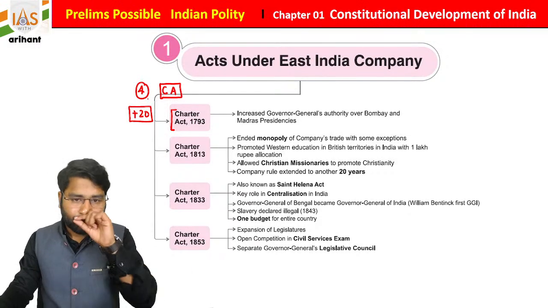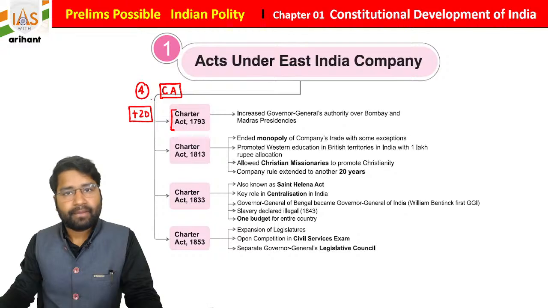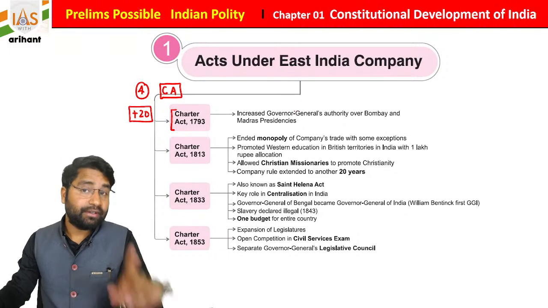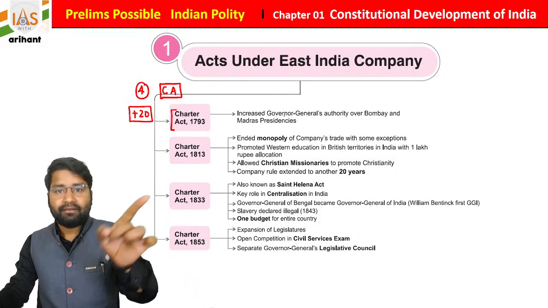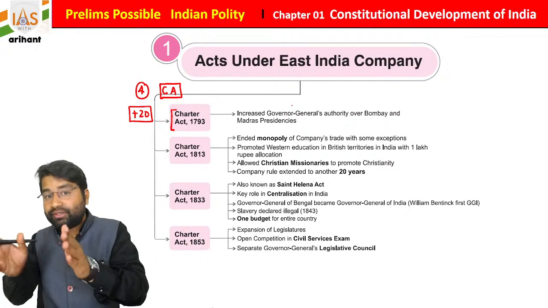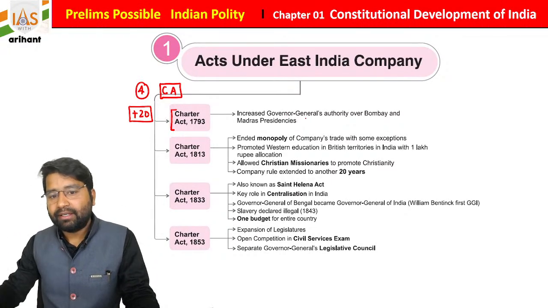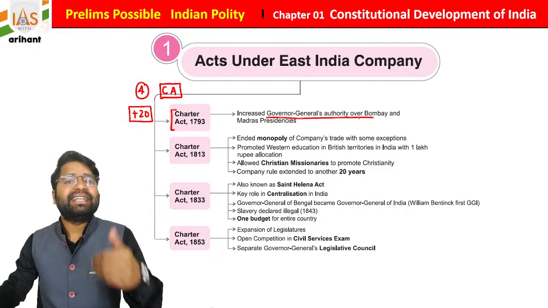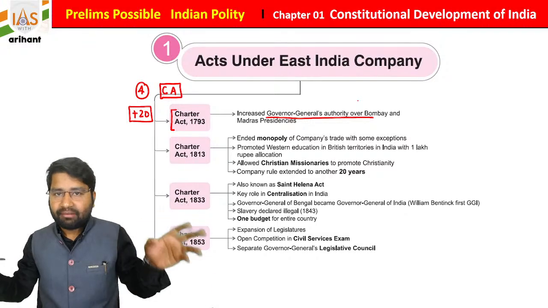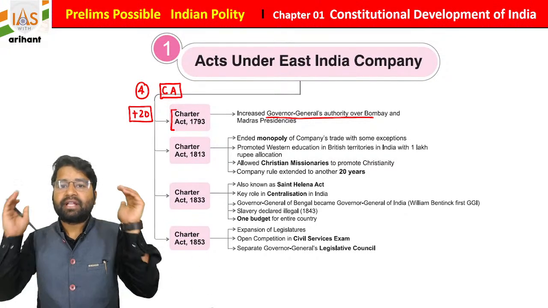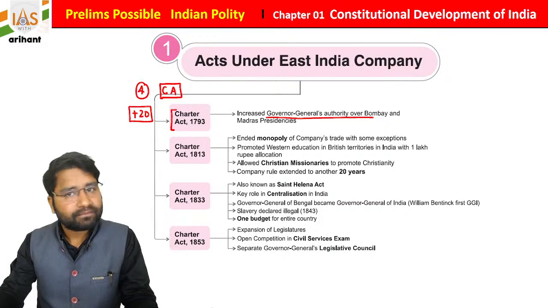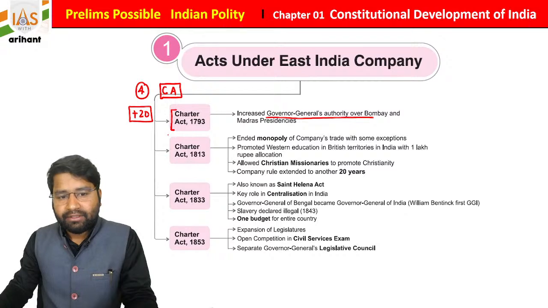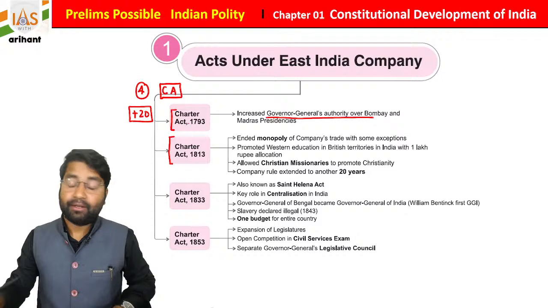So what you see: in 1773 they introduced the Regulating Act, and after that in 1793 they introduced a Charter Act, and here the Governor General's authority is going to be increased, meaning the governors of the Bombay and Madras provinces will come directly under the control of the Governor General of Bengal. Okay, and after 20 years once again they introduce a Charter Act in 1830.